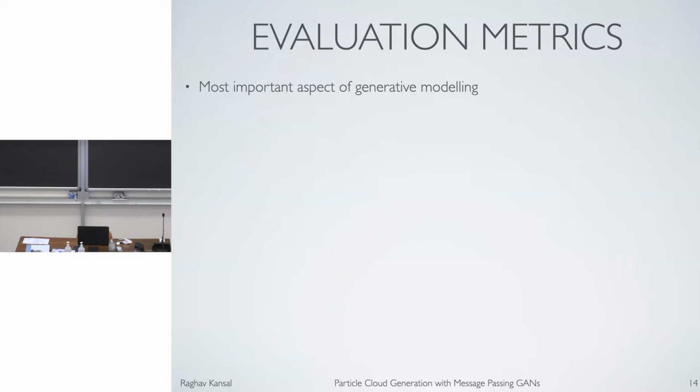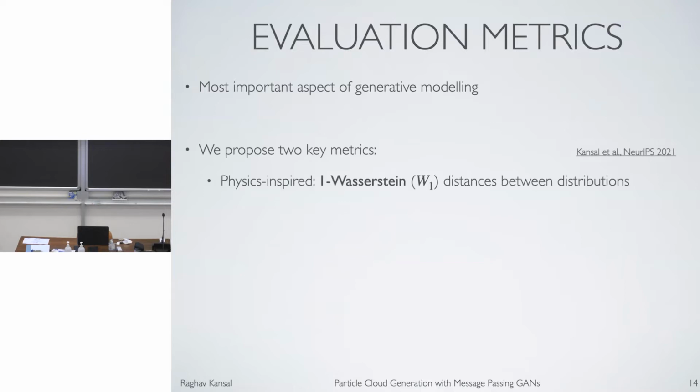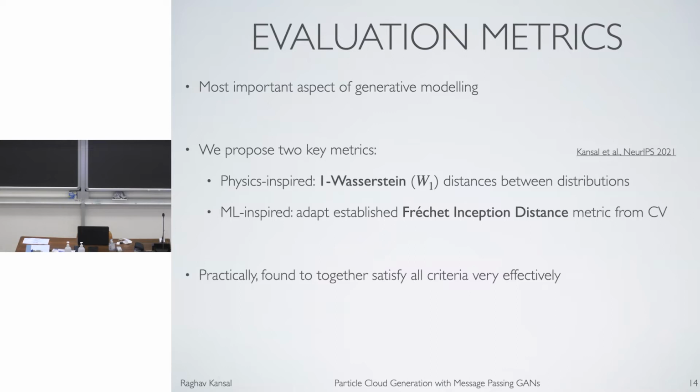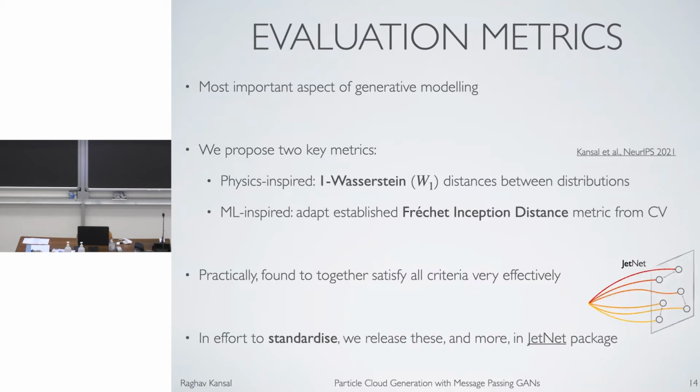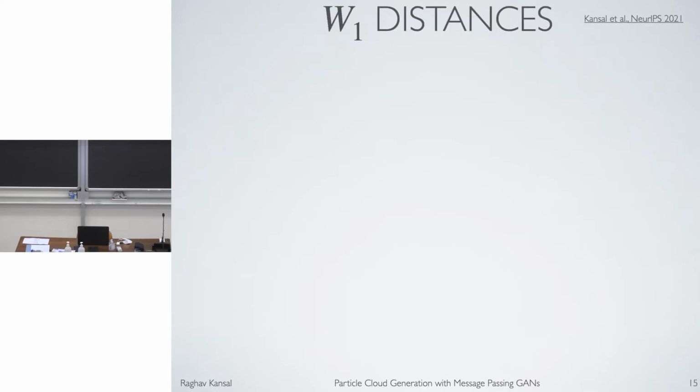Arguably it's the most important aspect really of this kind of generative modeling. And I'll discuss two key metrics which we propose. So one is a more physics inspired metric where we measure the one-Wasserstein distance between physical feature distributions. And the second is more from the machine learning side, which is to adapt this established metric from computer vision to our task. So I'll go over both of these in more detail. And we practically found that together these satisfy our criteria very effectively. And in an effort to standardize these across high energy physics, we release these and more in this open source Python package.